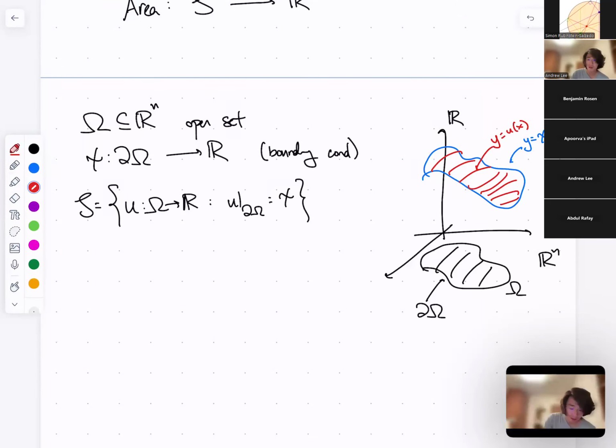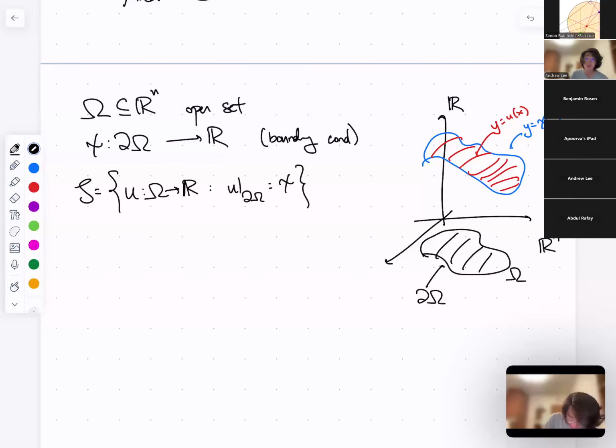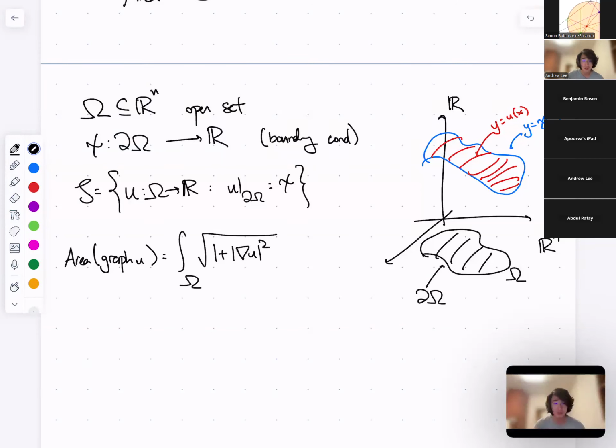In this context, the area is actually pretty easy to write down explicitly. So I can write down, if I have the area of the graph of u, it is equal to the integral over omega of the square root of 1 plus the gradient squared, all square root. And if you remember the formula for arc length in single variable calculus, this should seem suspiciously similar. Of course, area is like a higher dimensional analog of length. But okay, now what's the critical point of the area?